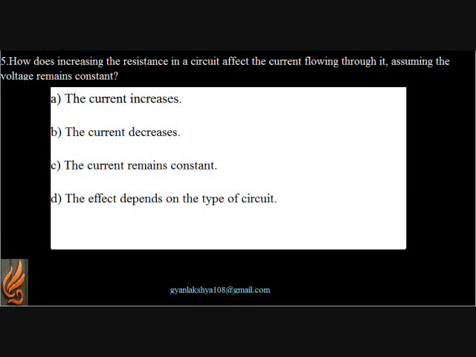How does increasing the resistance in a circuit affect the current flowing through it, assuming the voltage remains constant? A. The current increases. B. The current decreases. C. The current remains constant. D. The effect depends on the type of circuit, series or parallel.